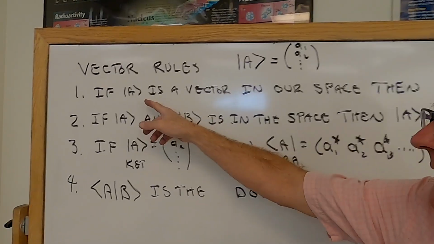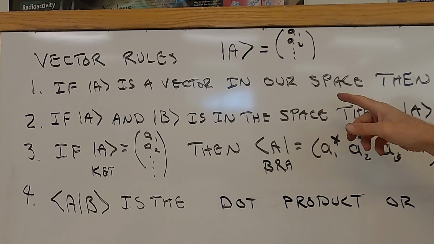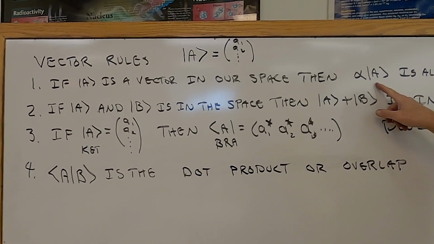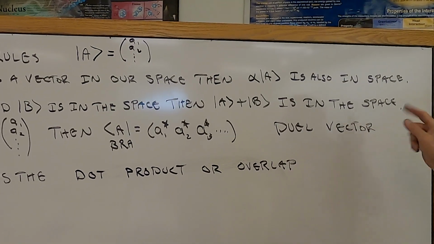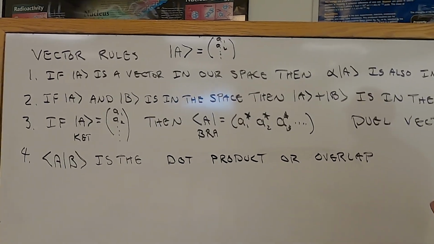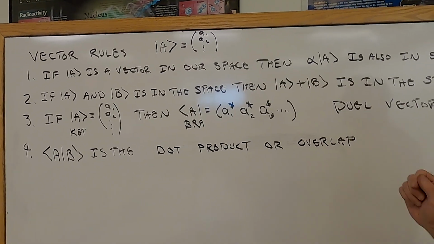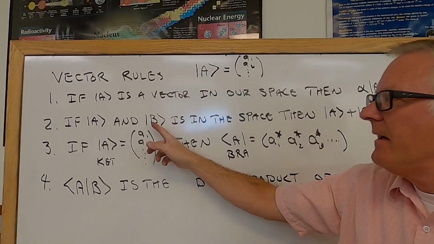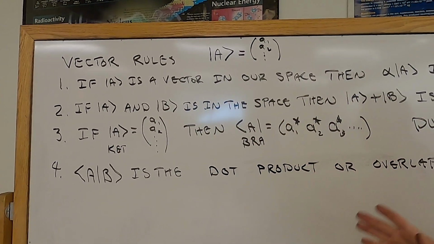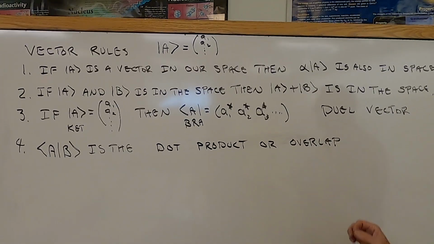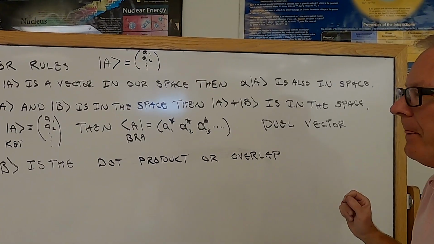We said if A is a normalized vector in our space, then if you multiply it by a factor, it's also in that space. So if A wasn't normalized, I'd have to normalize it by multiplying by this factor, and alpha could actually be a complex number. And then our other rule was if A can happen and B can happen, they're both two states of a system, then A and B simultaneously can also happen.